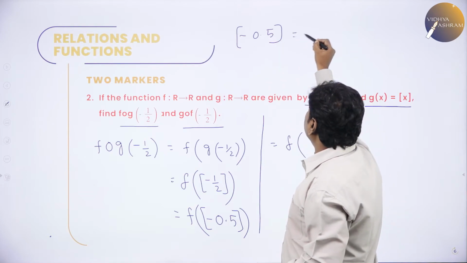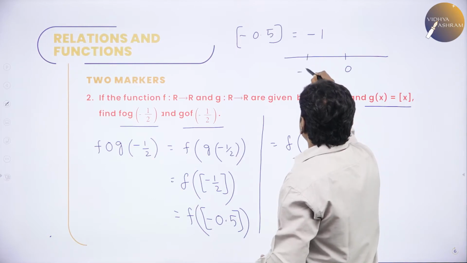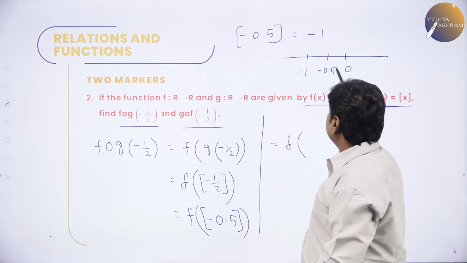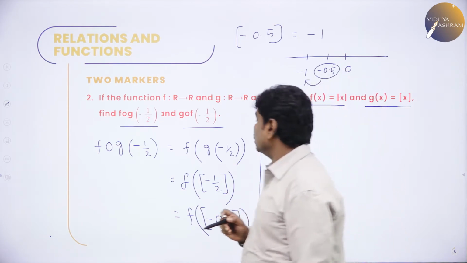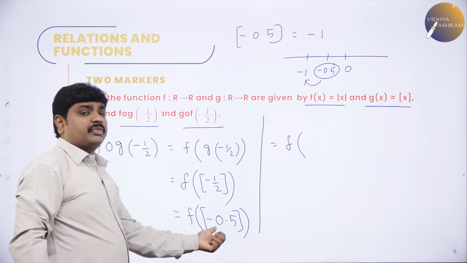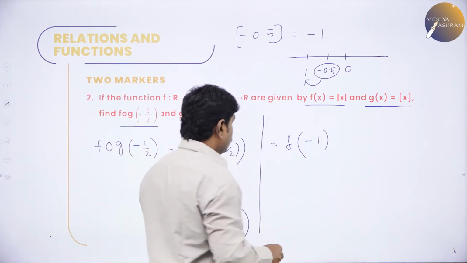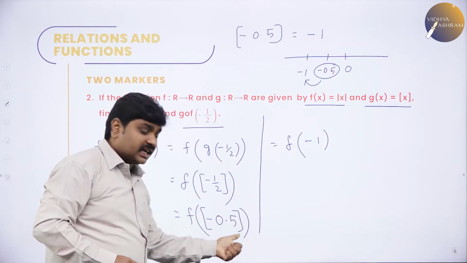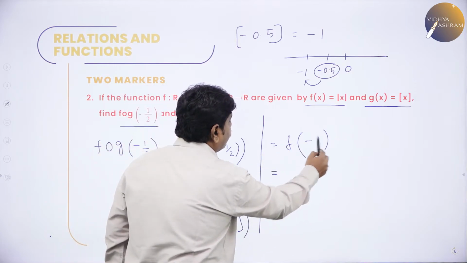What is less than this? Minus 1. If you take the number line, I have 0 here, minus 1 here, minus 0.5 will be in between. So an integer which is near and less than this means I should go left, that is minus 1. So greatest integer of minus 0.5 is minus 1. Now this is f of minus 1.